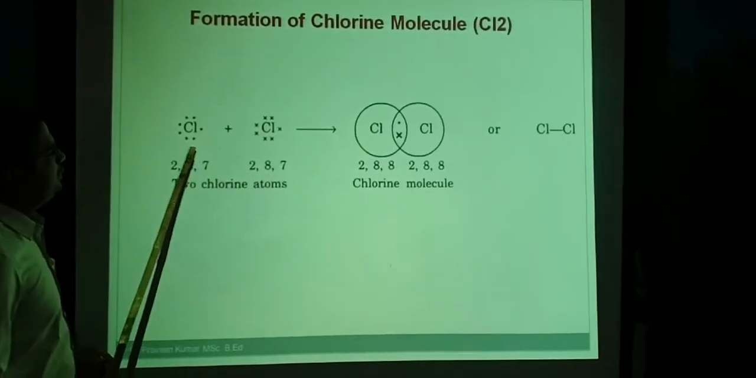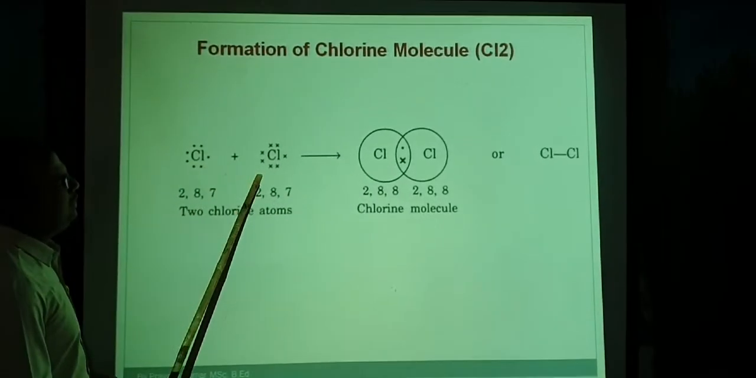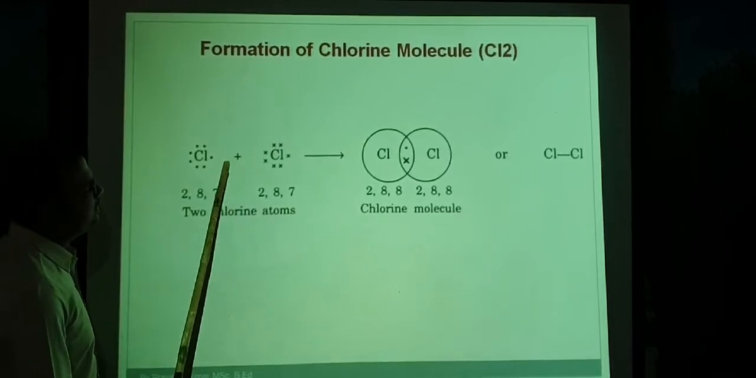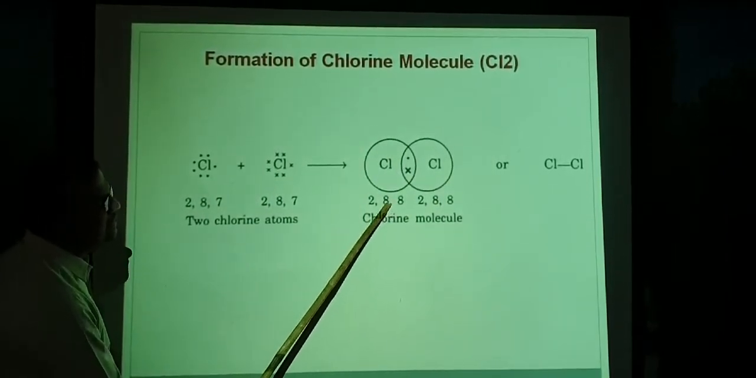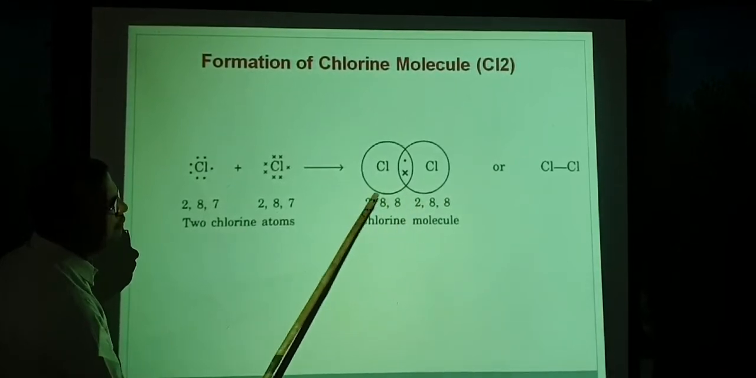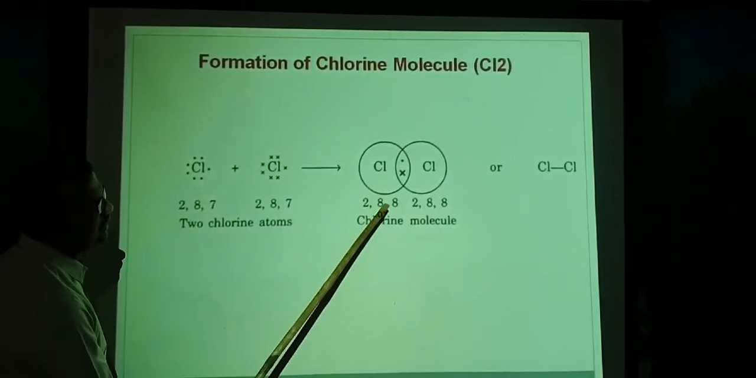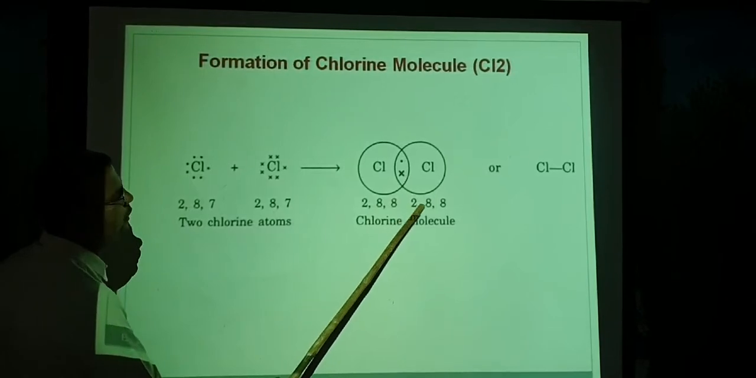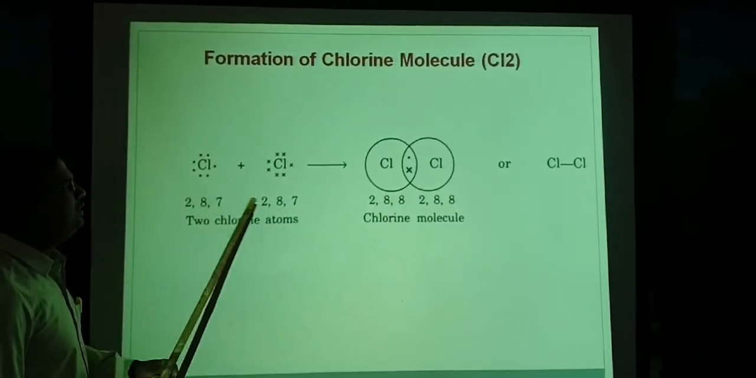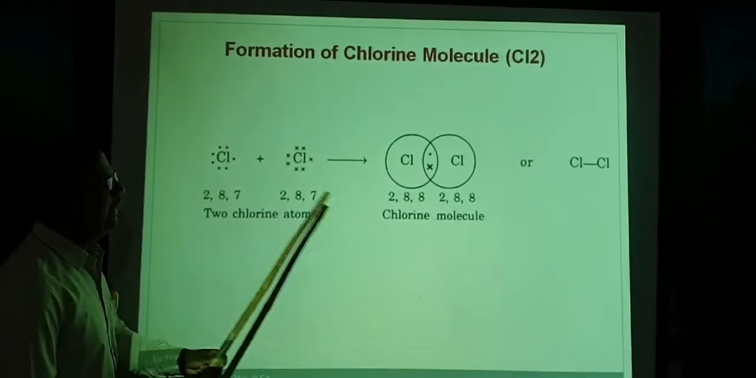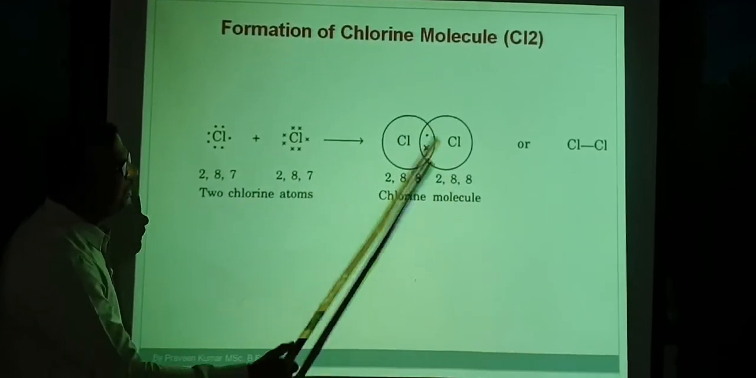Here it is. This is one chlorine atom, this is another chlorine atom, they combine or share electrons between each other and form a chlorine molecule. So each chlorine atom fulfills its octet structure. 2, 8, 8. Here it is 2, 8, 7. So by sharing with another chlorine, it gets what? 8. So it completes an octet structure.